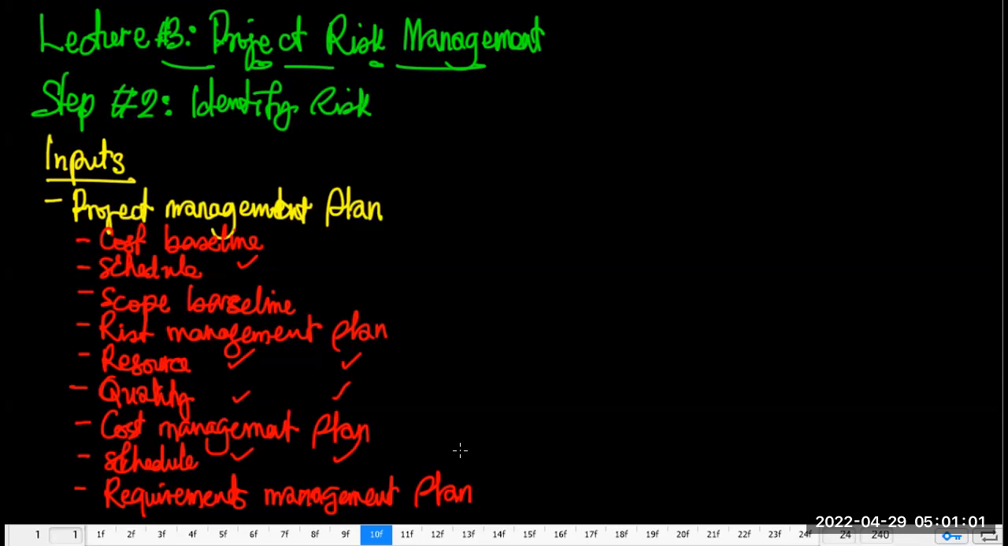So in the requirement management plan, take note that you are looking out for the project objectives. These requirements are related to the project objectives. What are your project objectives? Those are part of the requirements. So you can actually check the requirement management plan to see an indication of project objectives that are likely to be at risk, right? So these are some of the inputs you need.